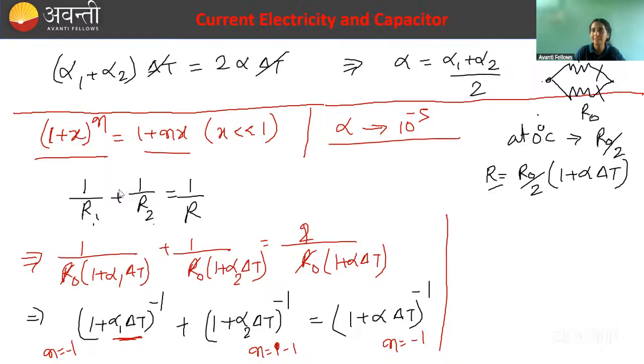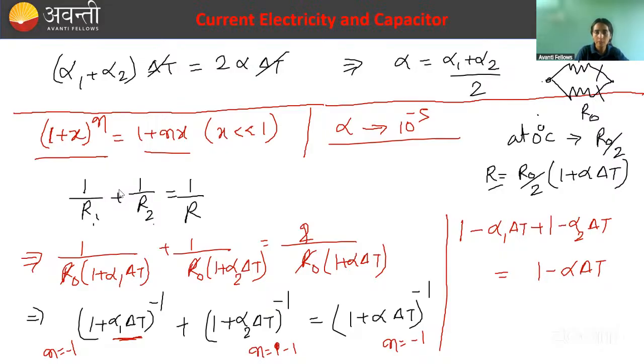So 1 plus nx: n is -1, so write minus, and x is alpha 1 delta T. Plus 1 minus alpha 2 delta T will be equal to 1 minus alpha delta T. When I started this session in the electrostatics time, I told you this is going to be a very important formula. See, now we are using it, right?